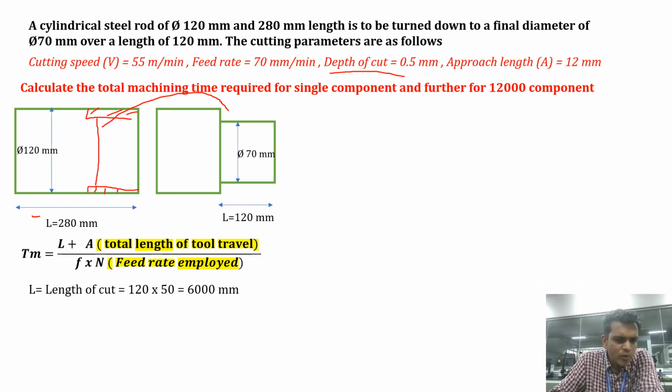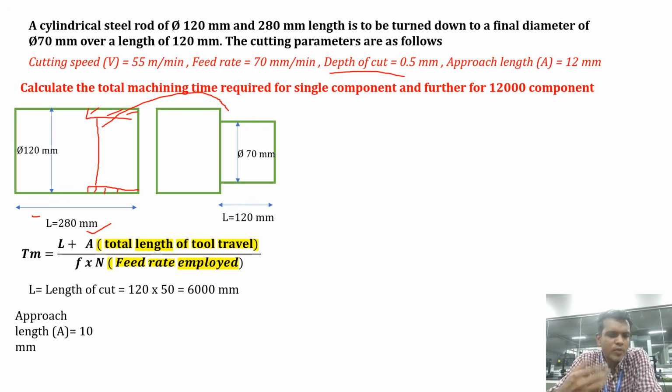Now we have to assume something called approach distance, because the tool at the start can never be in contact with the workpiece all the time. The tool is a little away from the workpiece. The tool has to travel a certain distance to touch the workpiece and then start cutting. So we assume maybe 10 mm, 12 mm, 15 mm. It may vary a little.